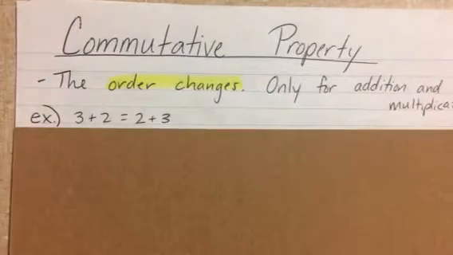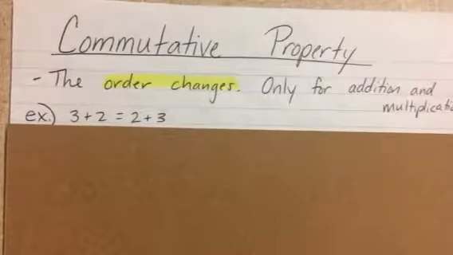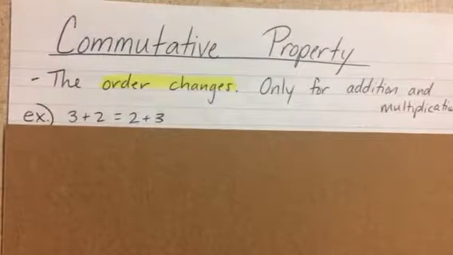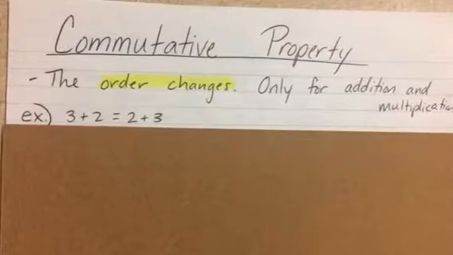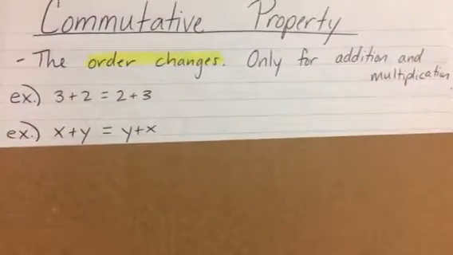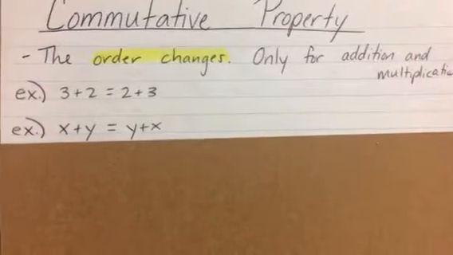So here's the first example. The commutative property tells me that this equation is true: 3 plus 2 equals 2 plus 3. So I change the order of the two terms around an addition sign. So this would be the commutative property of addition. This would also be the commutative property of addition. So it even works with variables.